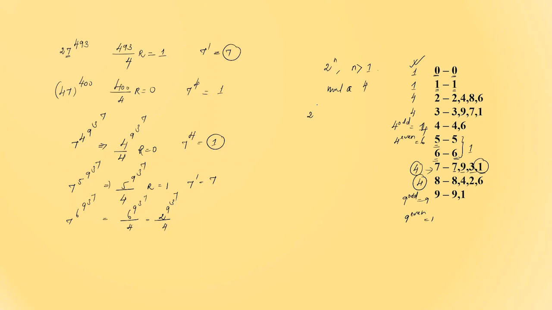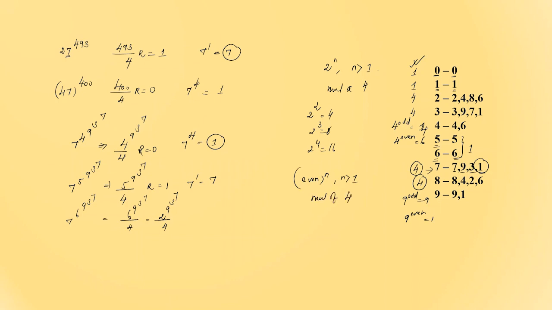See now, 2 power 2 is going to be 4, 2 cube is going to be 8, so 2 power 4 is going to be 16. All these will be multiples of 4. Or I can also say any even number raised to the power n, where n is greater than 1, will always give you a multiple of 4.